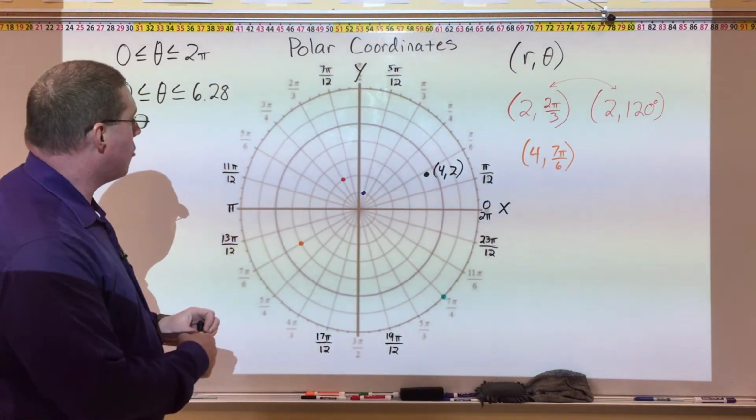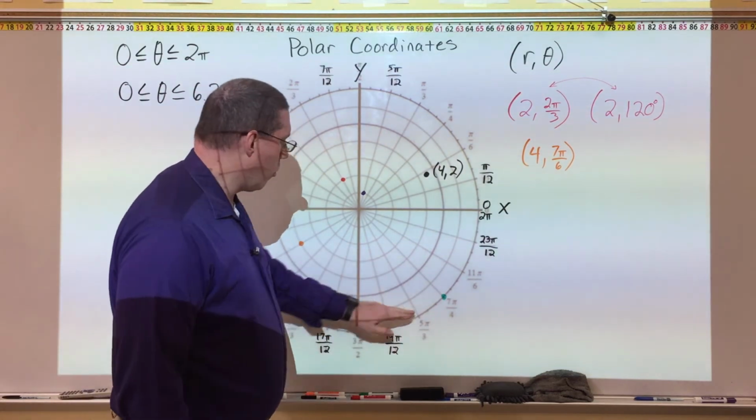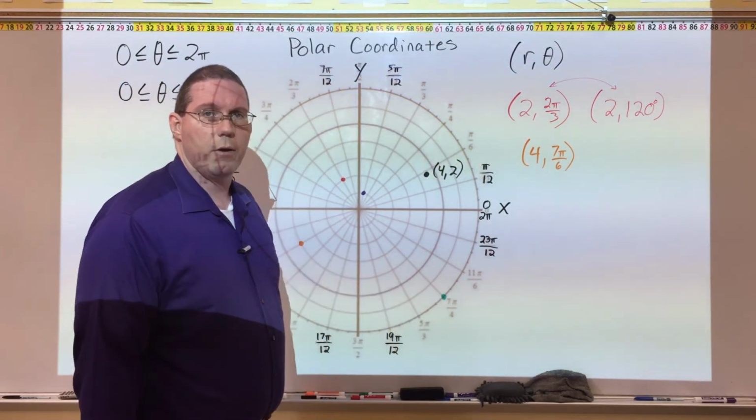Okay? All right, now let's do, how about this green point down here? Can you try identifying the polar coordinates of this green point? Pause the video and give it a shot.